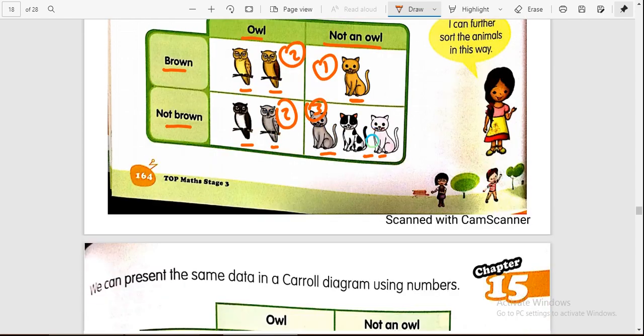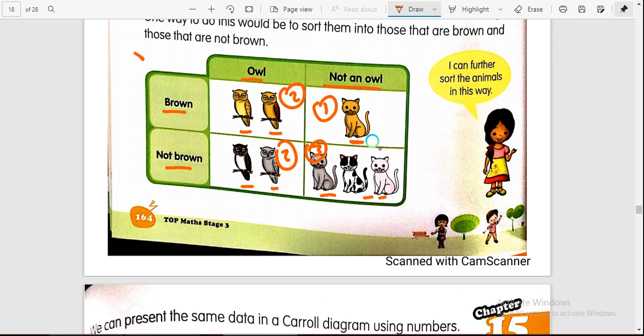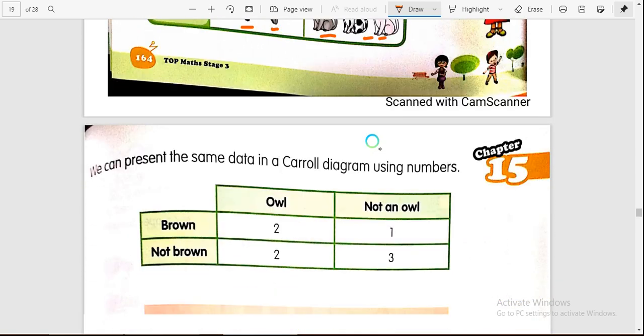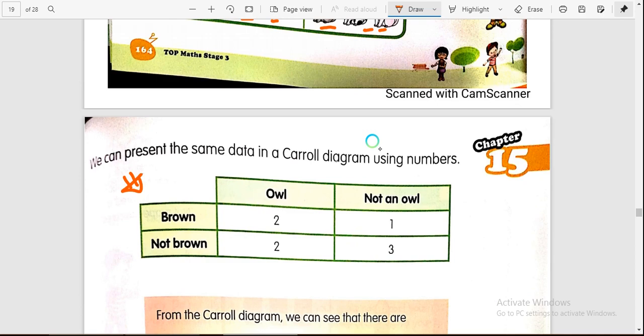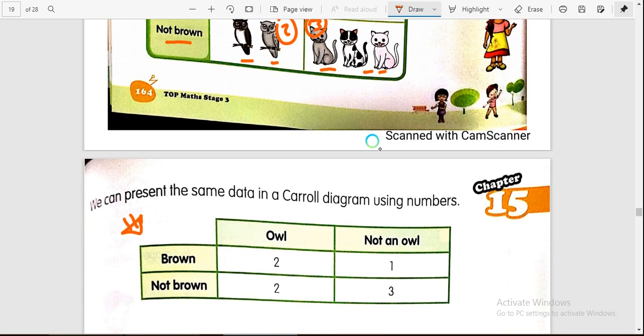But of course, we will not draw owls and cats in the exam. As an example, in the exam, I will bring a similar table, and I'm going to ask you to complete this table. Okay.